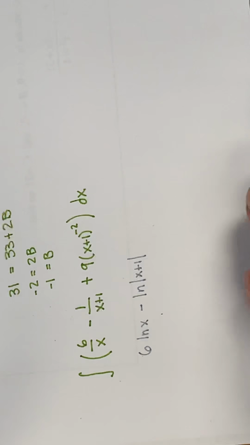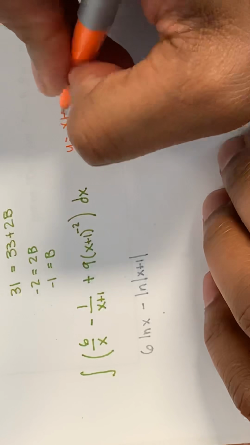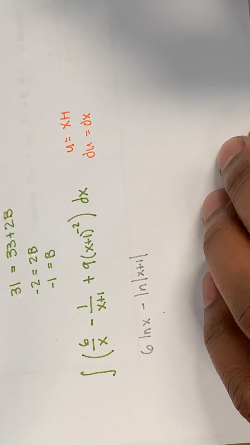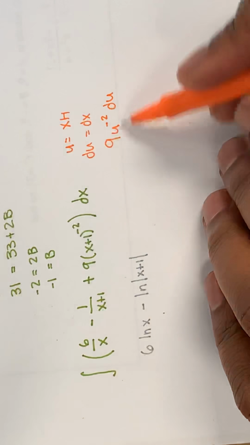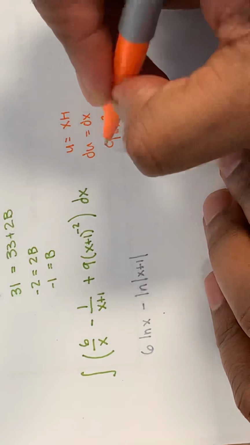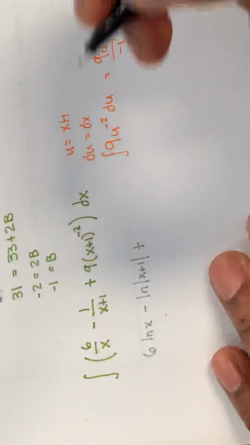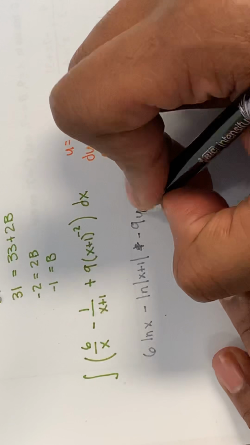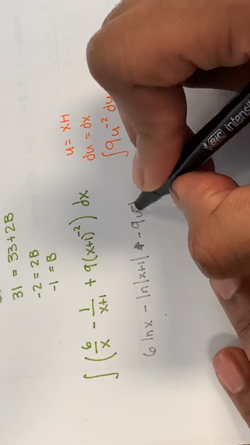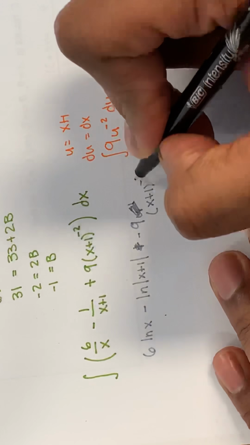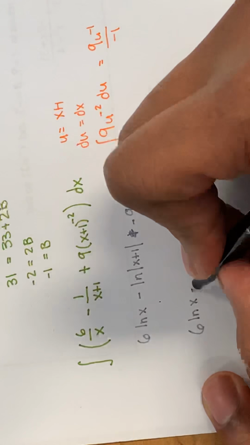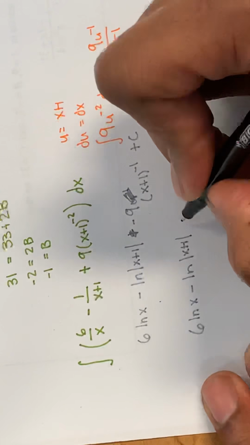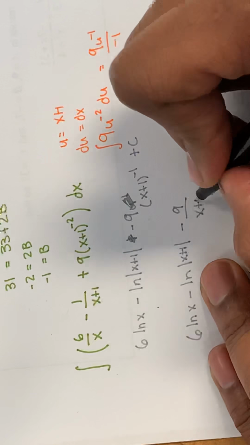And imagine for a moment we did a u substitution for this. We would have u equals x plus 1, du equals dx. And so we would have 9u to the -2 du that we have to integrate. But that would just equal, if we integrated, 9u to the -1 over -1. So instead, we're just going to continue and then put minus 9u to the -1, which u is x plus 1, so we'll take that out and put (x plus 1) to the -1 plus c. So our final answer is 6 natural logarithm x minus the natural logarithm of x plus 1 minus 9 over x plus 1 plus c.